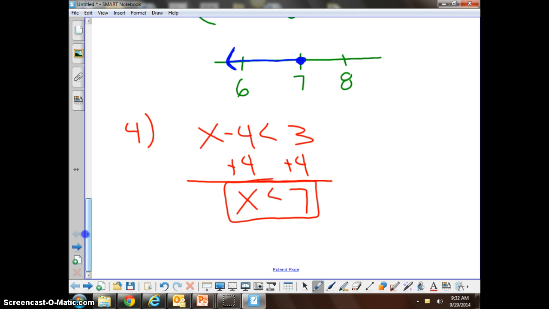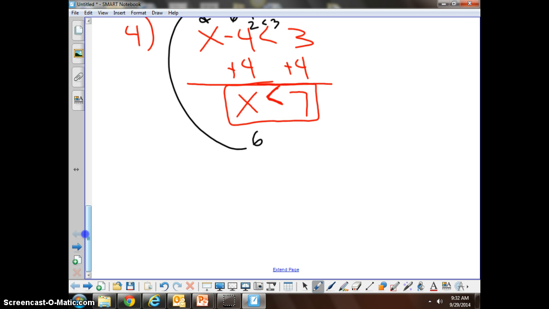Okay? In this case, I would not plug in a 7 because x has to be smaller than 7. If I plugged in 7, it would not work. So I have to plug in, let's try the number 6. If I plugged in a 6 right here, I would do 6 minus 4 is less than 3, and I know that 2 is less than 3, so it would work. So I know that my answer is going to be anything less than 7.